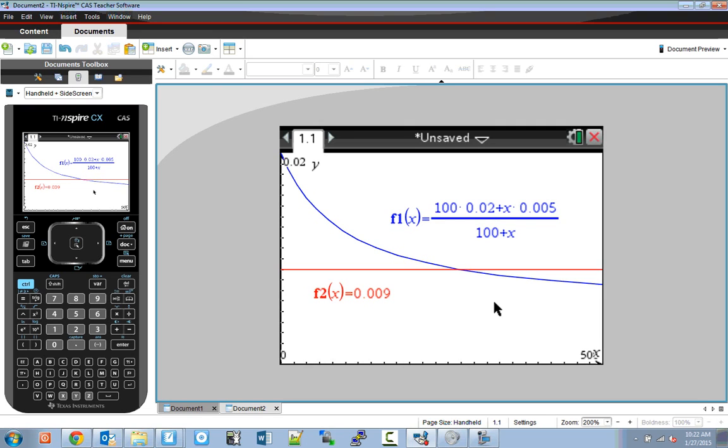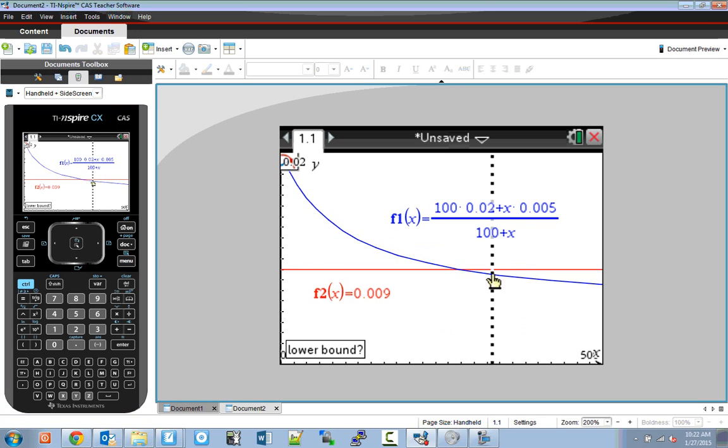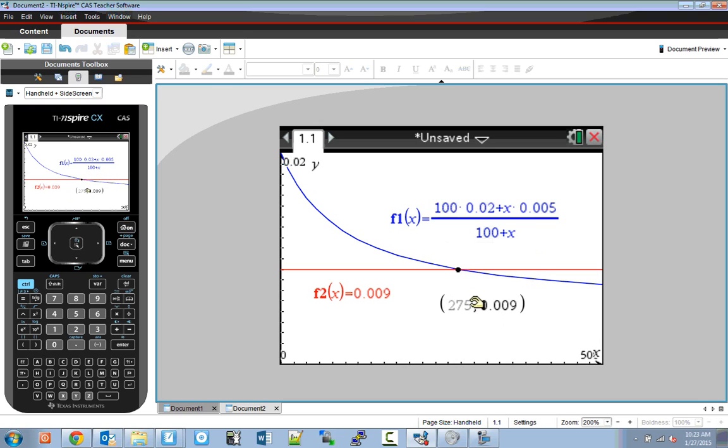Now, at this point, there's a couple ways to do this. You can either look at the table, or you can find the intersection of the two graphs. Either one will work. Let's do the intersection. If we hit Menu, go to Analyze Graph, and go to Intersection, since we only have two graphs, we don't have to pick them because it automatically knows we want those two. Lower bound means you go to the right or below your intersection. Upper bound means you go to the right or above. Our intersection is 275, comma 0.009.